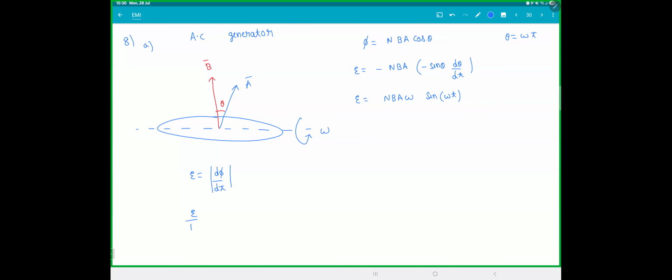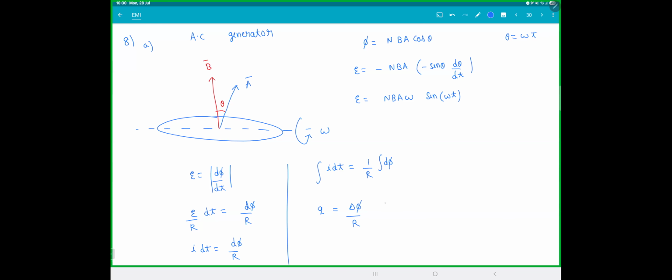So if you divide by resistance on both the sides and multiply dt, this will become 1 by R d phi. This will become I dt. So if you put an integral on both the sides, we get integral I dt will be integral d phi. I dt is nothing but charge. This is delta phi by R.